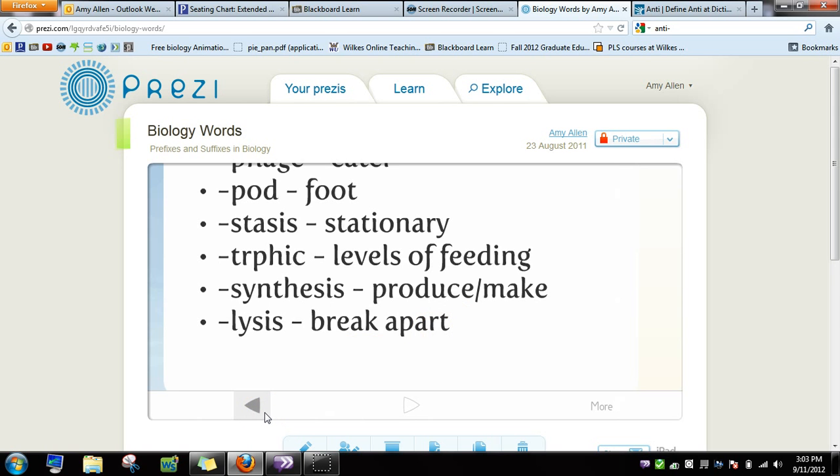Start with the glossary in the back of your book. Find words that have these terms in them, these prefixes or suffixes. Write down a sentence with those words. You need 2 from each block, total of 12 sentences.